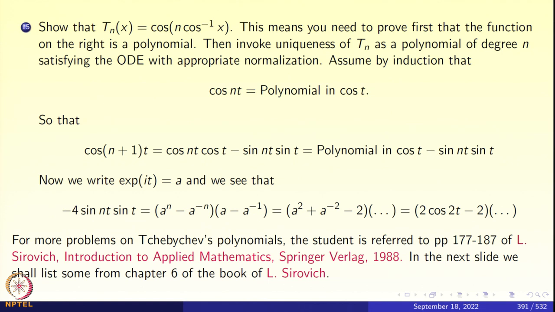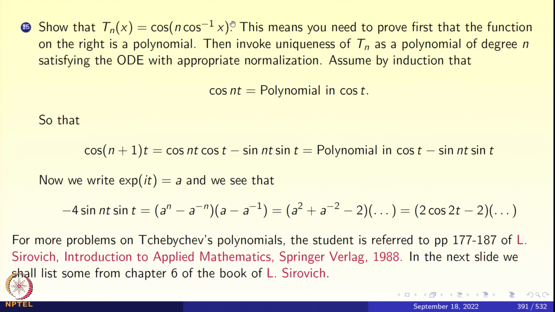Cos 2a is 2 cos squared a minus 1. So what is T_2(x)? 2x squared minus 1. You can calculate T_3(x). Cos 3a is 4 cos cubed a minus 3 cos a. So these Chebyshev polynomials for small values of n can immediately be written down using basic trigonometric identities. But now you need to prove that for general n, for any general value of this integer n, the right hand side cos of n cos inverse of x is actually a polynomial.